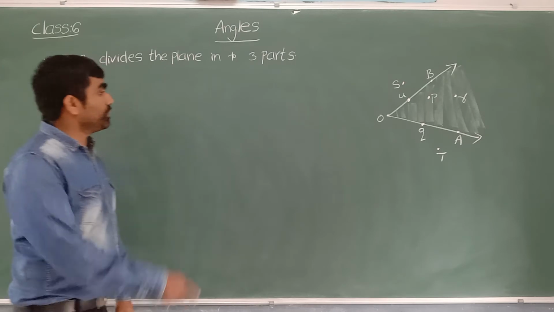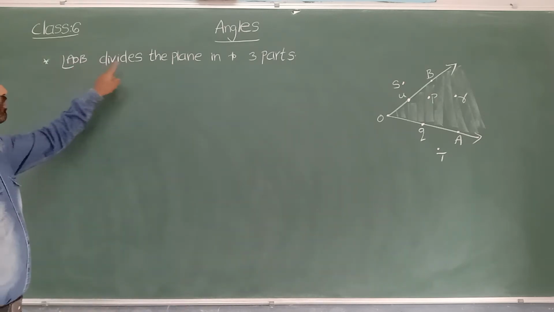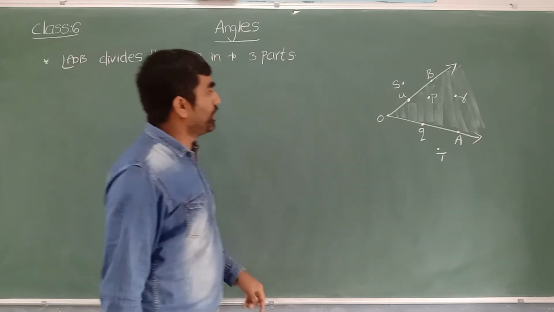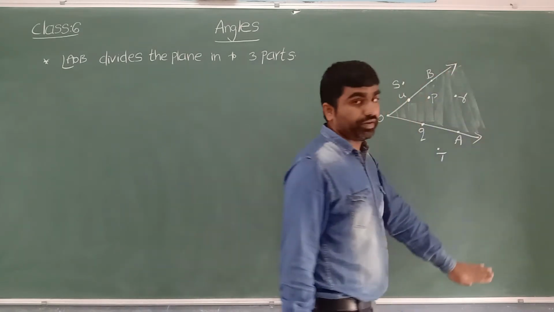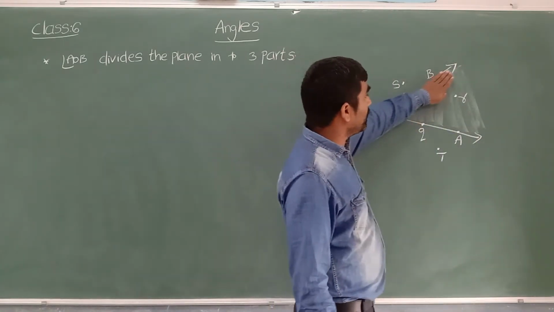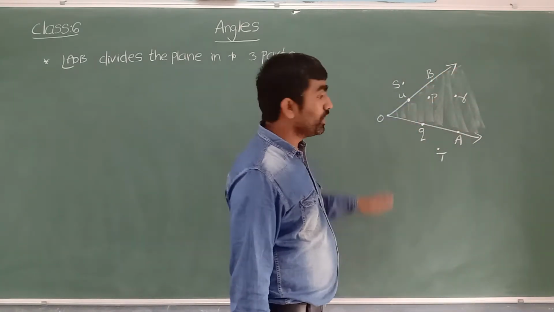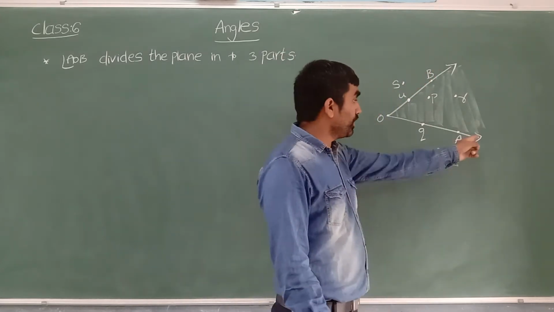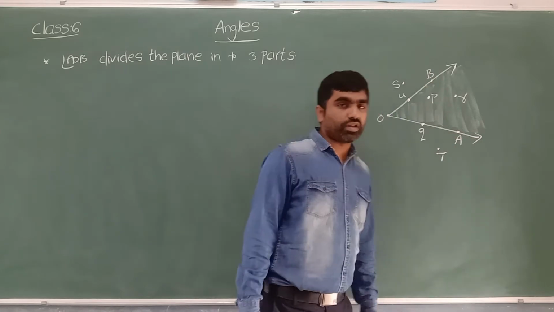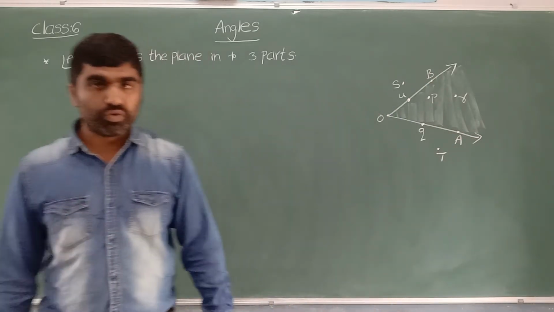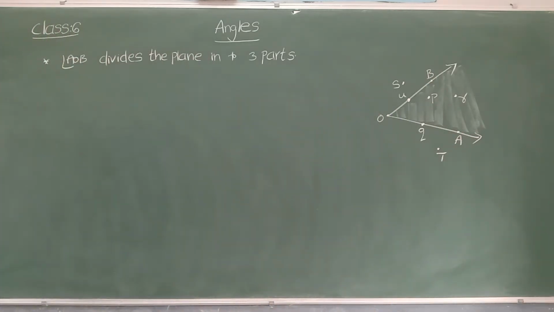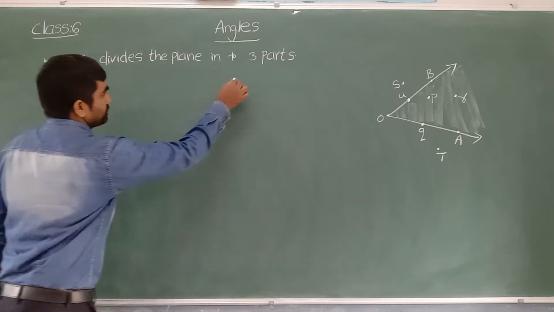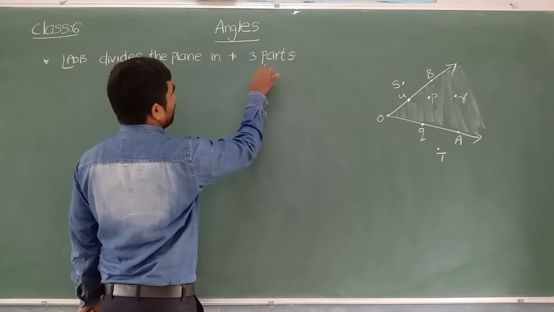So here what we can say from that figure, angle AOB divides the plane into 3 parts: interior, the inside of the angle; outside of the angle, which is called exterior; and one more, which are there on the boundary, called points on boundary. So we can write here, it will divide into 3 parts.